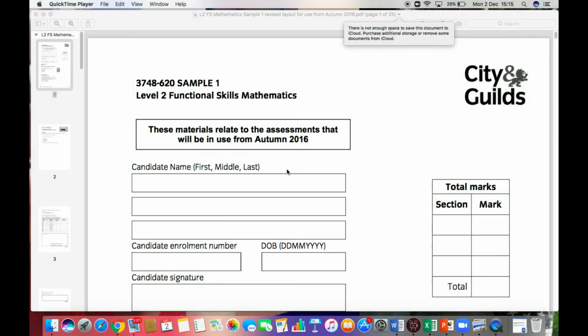Today we are going to go through sample paper 1 for the level 2 functional skills maths City and Guilds exam. Now this is the legacy paper, which means that I think as of May 2020 this exam will no longer be available to sit. So if you are watching this video and you are doing the legacy paper, that's great.